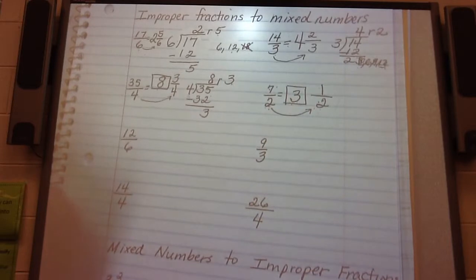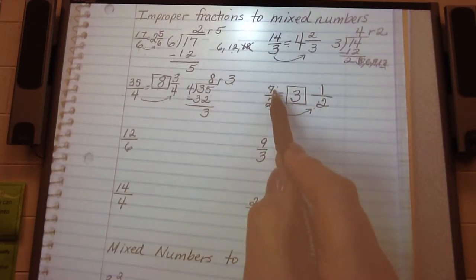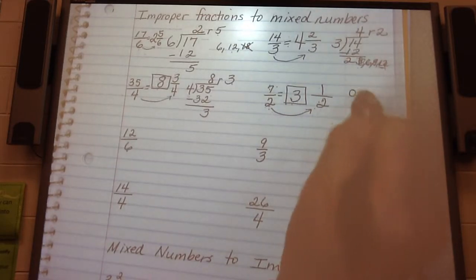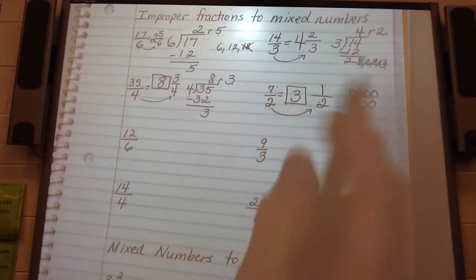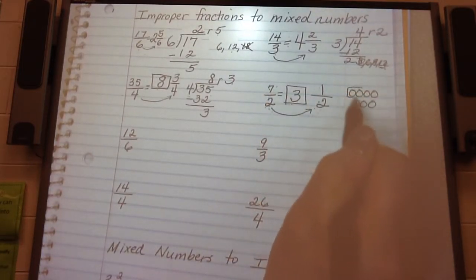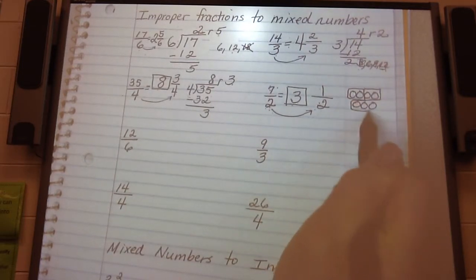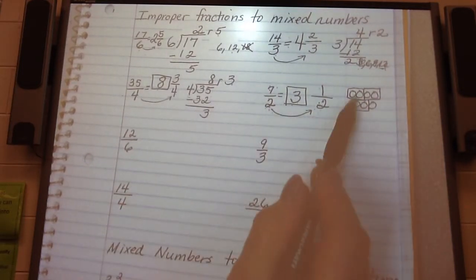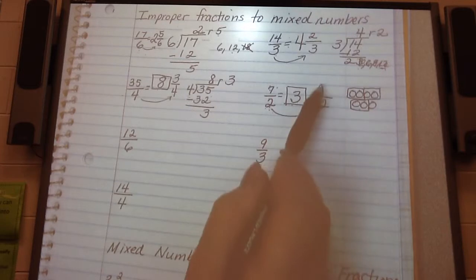Another way that you could do that, though, is if the numbers are small enough, you could draw some pictures. You could draw 7 circles, and then you could put them into groups of 2. You could circle or square out groups of 2, as you see me doing here. And then you could say, how many groups did I make? That's my whole number. And how many are left out? That's my numerator.